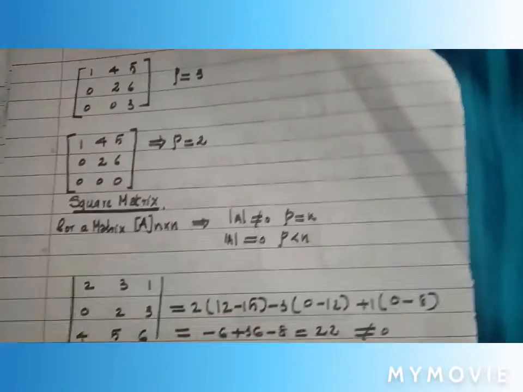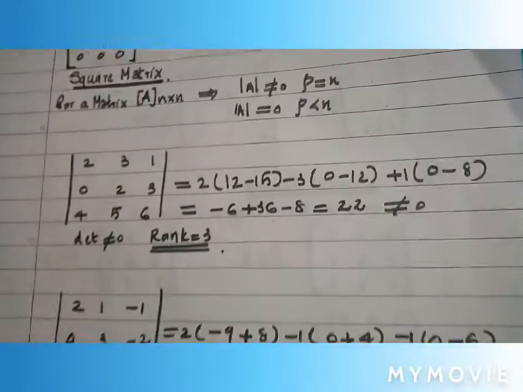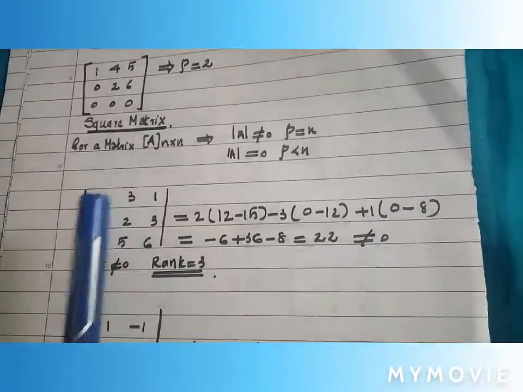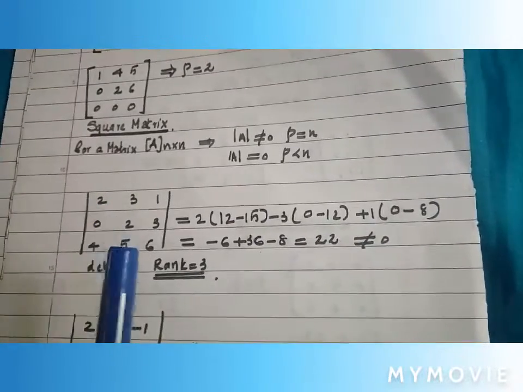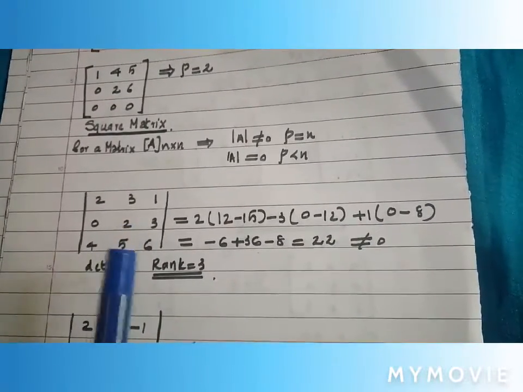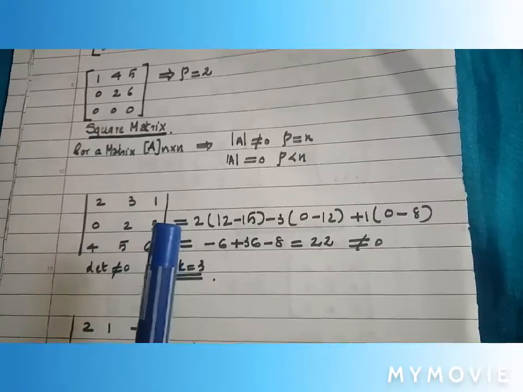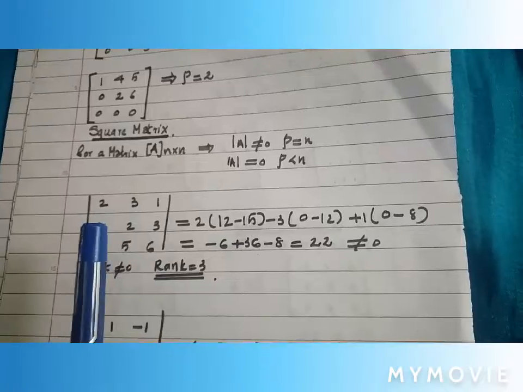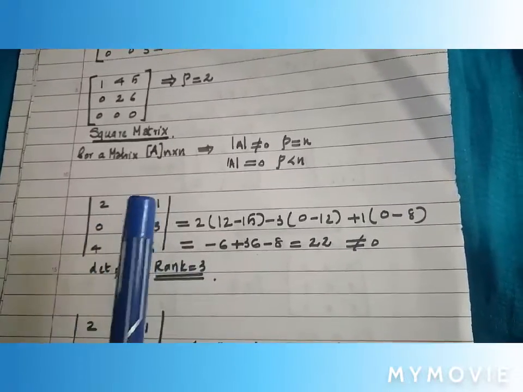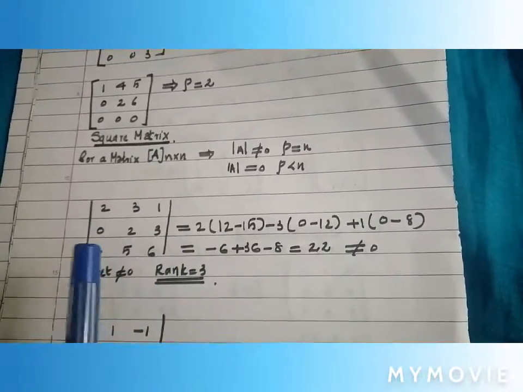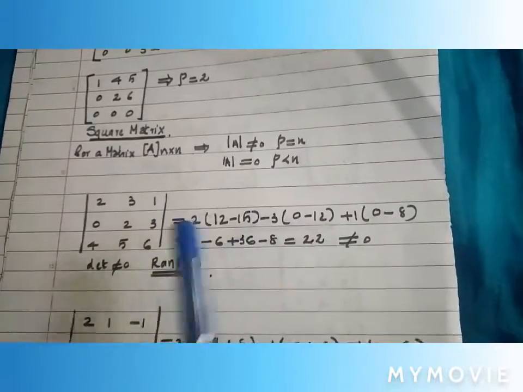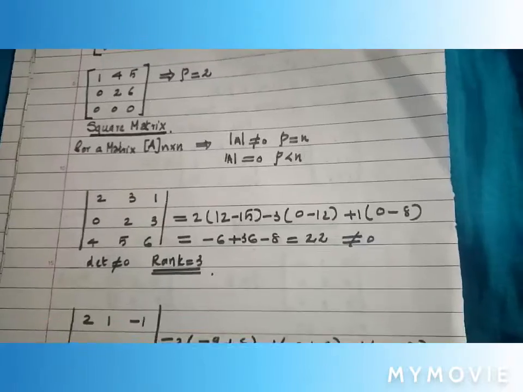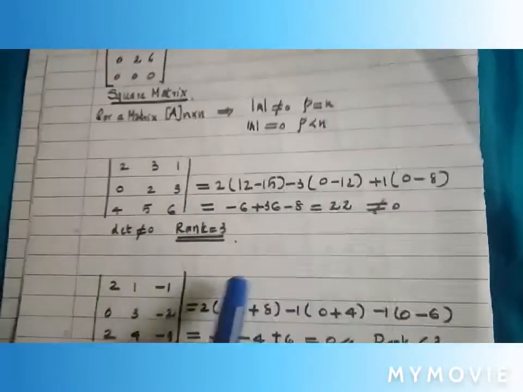Okay, so consider this example. Here we are considering a square matrix of order 3 by 3. We find the determinant by 2 into (2 into 6 minus 5 into 3) minus 3 into (0 into 6 minus 4 into 3) plus 1 into (0 into 5 minus 4 into 2). From that we get the determinant equal to 22. It will never be equal to 0. That means the rank is equal to 3.